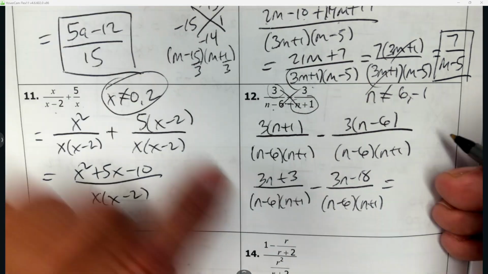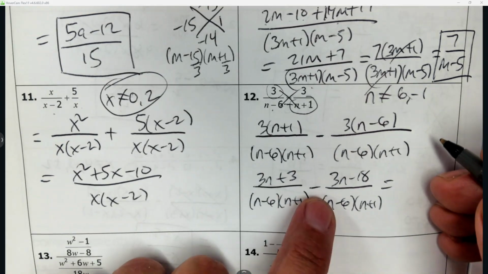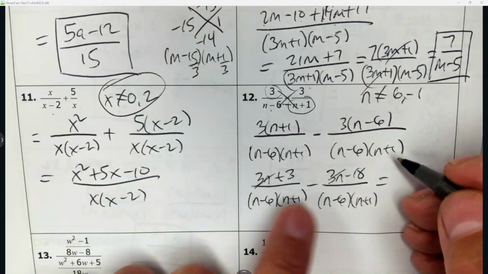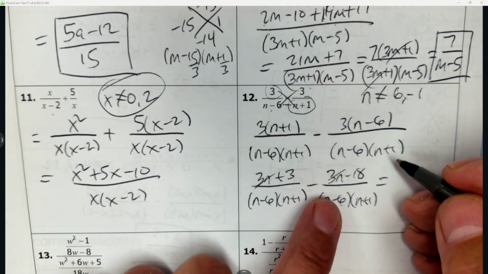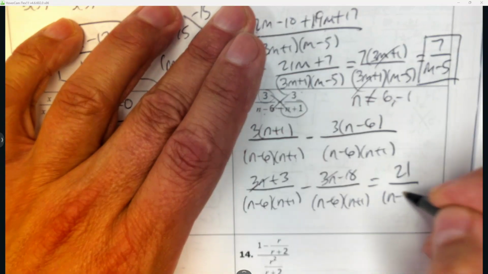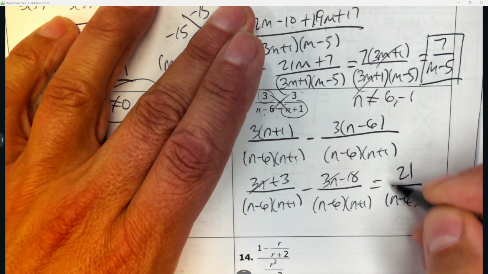All right, combine like terms. So 3n take away 3n is 0. There's no n's left. And when you subtract a negative, you're adding. So it's really 3 plus 18, which is 21. And then the same denominator. And you have your answer.